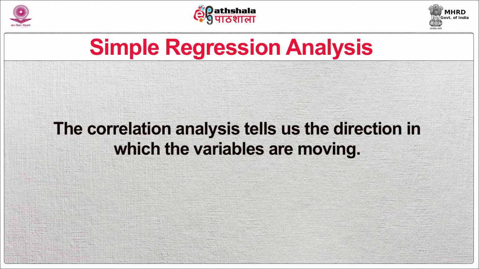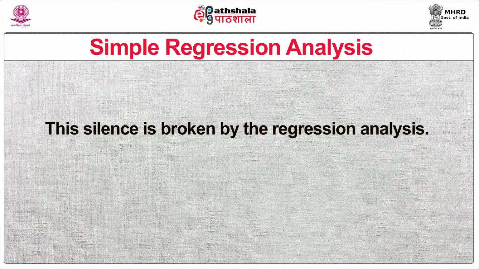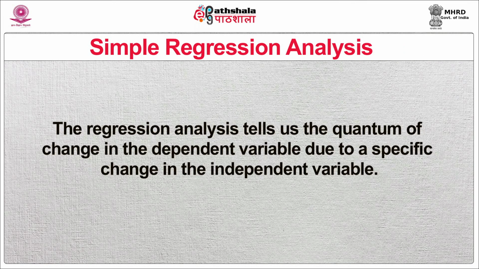The correlation analysis tells us the direction in which the variables are moving. It tells us the chance of change in one variable due to change in another variable, but keeps silent about the magnitude of that change. This silence is then broken by the regression analysis. The regression analysis tells us the quantum or the magnitude of that change in the dependent variable due to a specific change in the independent variable.